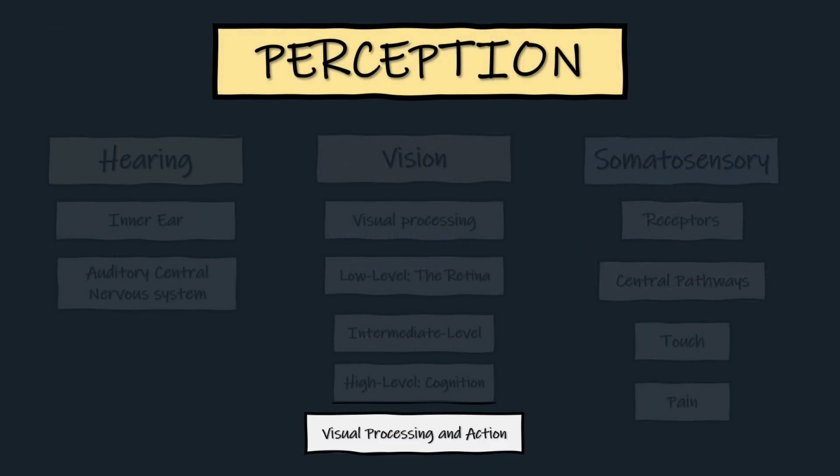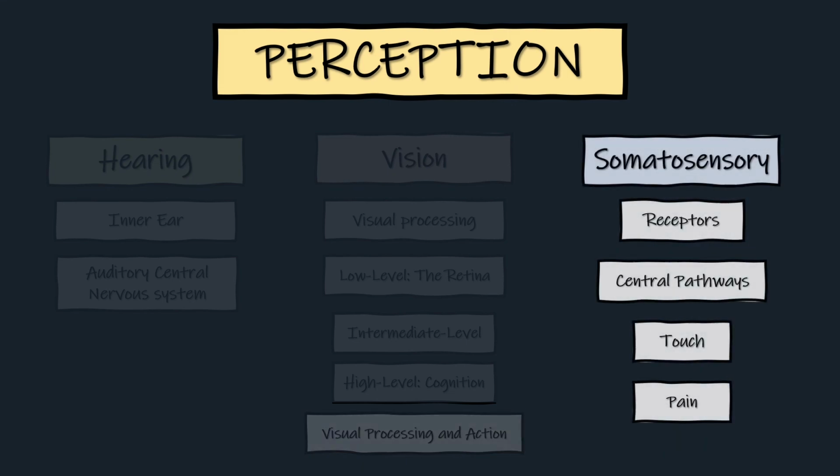Okay, this was visual processing and action, and this is the last video about vision. From the next video, we will move on to the last section of the perception series, the somatosensory system. See you then.